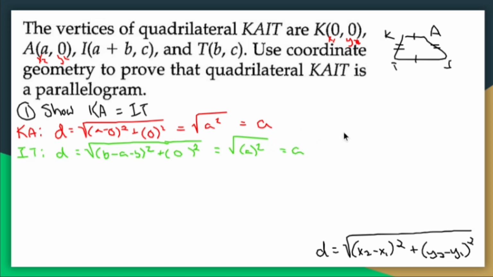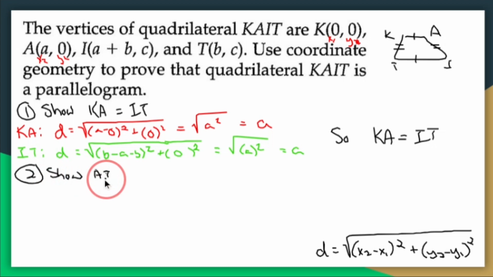So we did it. Since KA is a and it is a, KA is IT. Thing number 1 proved. Now I need to show AI is KT. So I'm going to say show AI is KT.